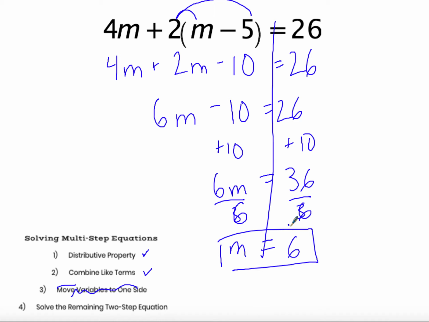If we were to plug that back in, 6 minus 5 is 1. So 2 times 1 will give me 2. 2 plus 4 times 6 is 24. So 24 plus 2 does equal 26. As you can see, the check is a little complicated when we get to multi-step equations. So usually we do not require it, but of course it's a great idea to check your work.